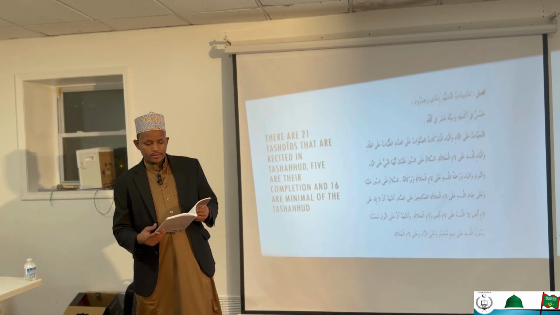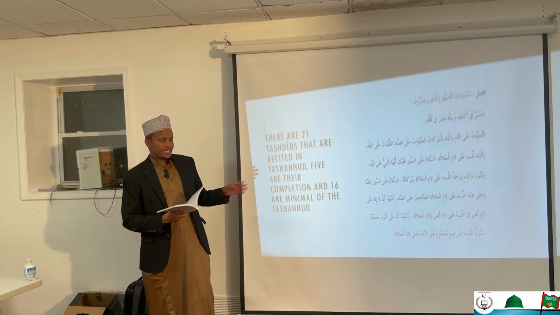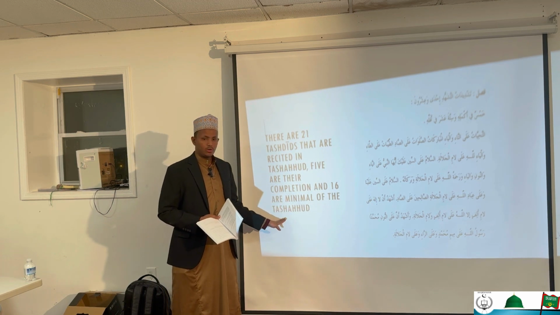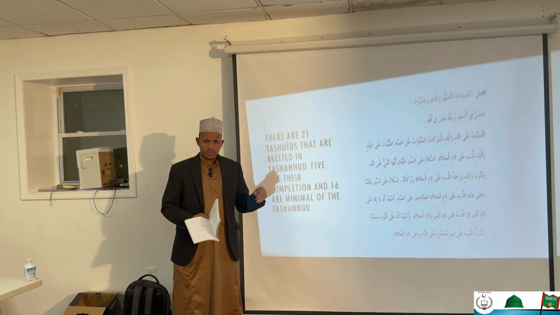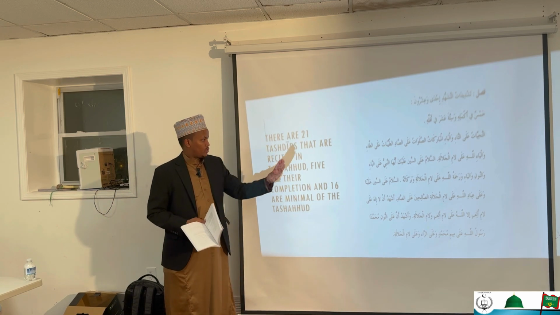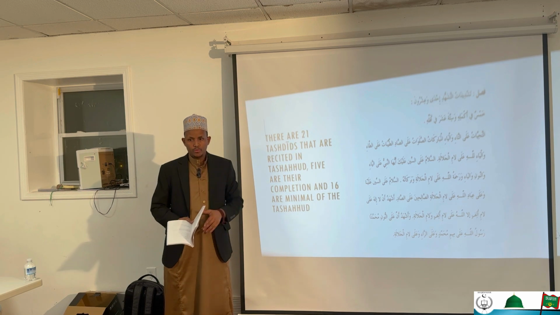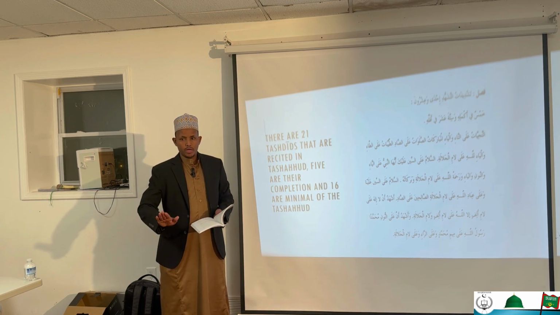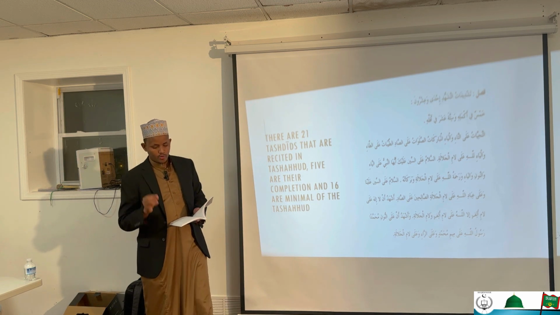But let's go real quick. So basically that's what they mean. If they say 5 are their completion and 16 are the minimum of the tashahhud, it's because of the different narrations of the at-tahiyyat. But we'll go over the 21. The one that we normally do is the one that has at-tahiyyatu, al-mubarakatu, as-salawat. So we will go over that one.